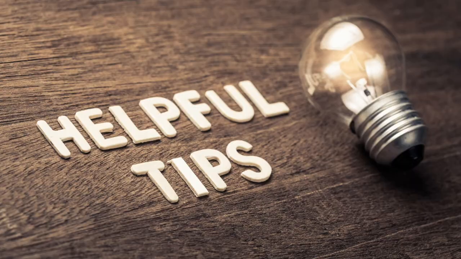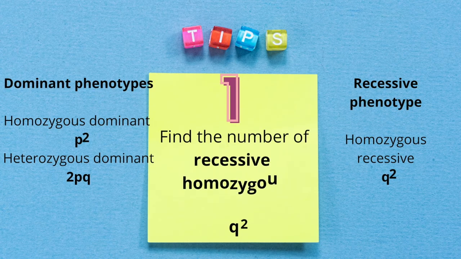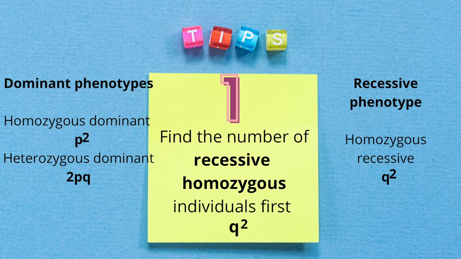The following are helpful tips that we can use to calculate allele and genotype frequencies using the Hardy Weinberg equation. First, from the question or from the situation, find the number of homozygous recessive individuals first. This is because the recessive phenotype consists of homozygous recessive q squared, while the dominant phenotype may consist of homozygous dominant p squared or heterozygous 2pq.